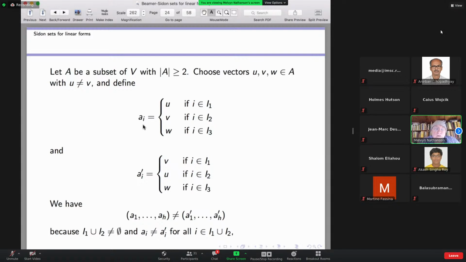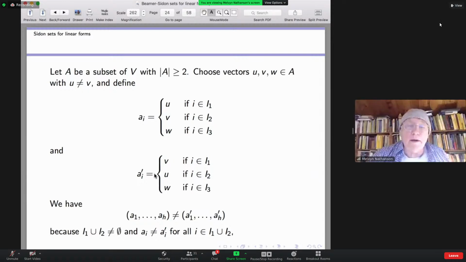And I define two h-tuples. So a_i is u for i in I1, v for i in I2, and w otherwise. And a_i prime switches the u and the v. a_i prime is v for i in I1 and u for i in I2. So we have two distinct h-tuples.